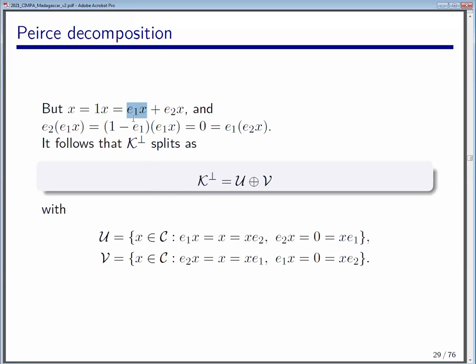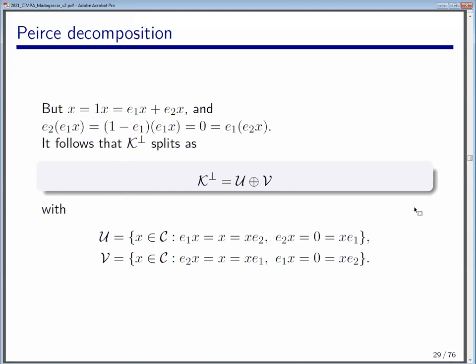One gets that the element E1x belongs to this subspace U, and the second element belongs to this other subspace. The intersection of these two subspaces is clearly trivial, and any element is a sum of an element in the first subspace and the second subspace. So this means that the orthogonal complement to K splits as a direct sum of this U and V. Okay. And now what I want to do is to check.